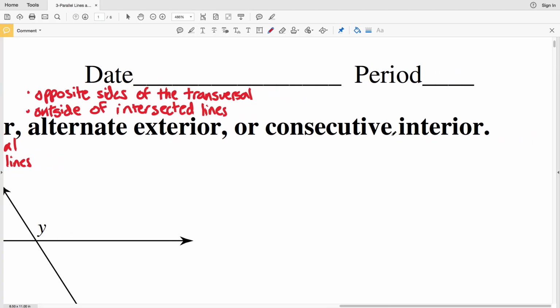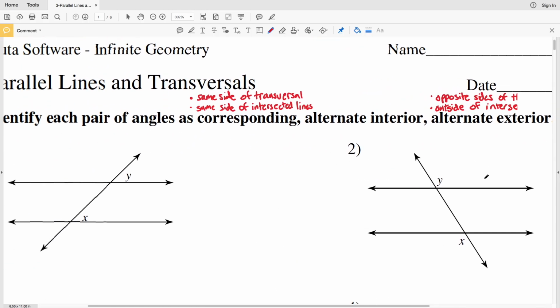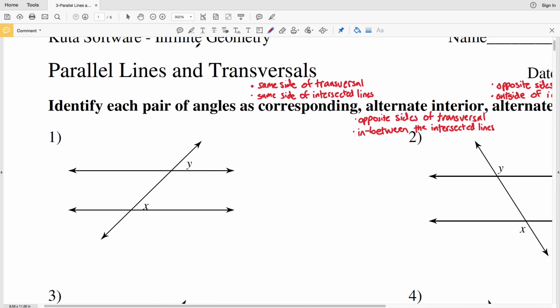And finally, consecutive interior. And consecutive interior angles are on the same side of the transversal and in between or inside of the intersected lines. So let's start by looking at number 1.